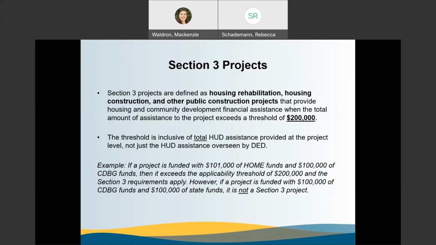Also, this $200,000 threshold is inclusive of total HUD assistance provided at the project level, not just the HUD assistance overseen by DED. For example, if a project is funded with $101,000 of HOME funds and $100,000 of CDBG funds, then it exceeds the applicability threshold of $200,000, and the Section 3 requirements apply. However, if a project is funded with $100,000 of CDBG funds and $100,000 in state funds, it is not a Section 3 project.